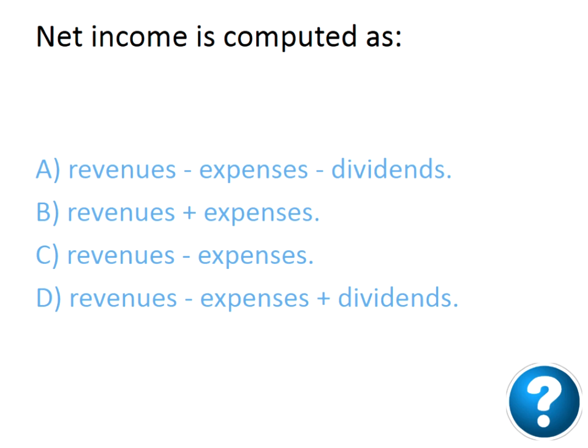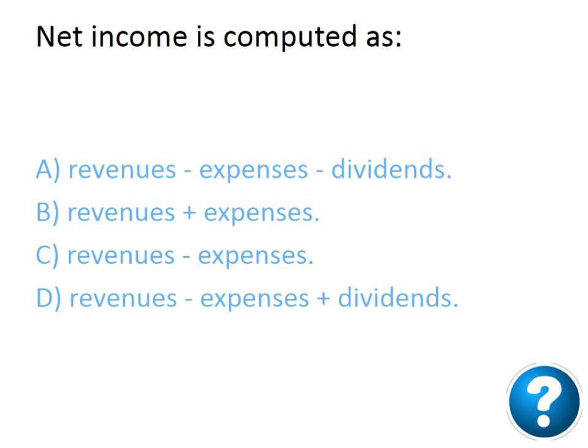Okay, so another question. This one should be pretty straightforward. Net income, how do we compute net income? Is it A, revenues and expenses, or revenues minus expenses minus dividends, or is it B, revenues, expenses, C, revenues minus expenses? You can answer not in the chat window, in the poll.